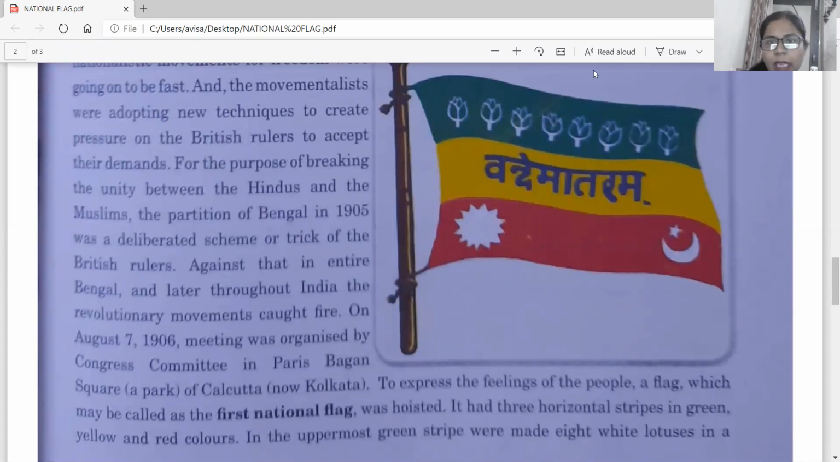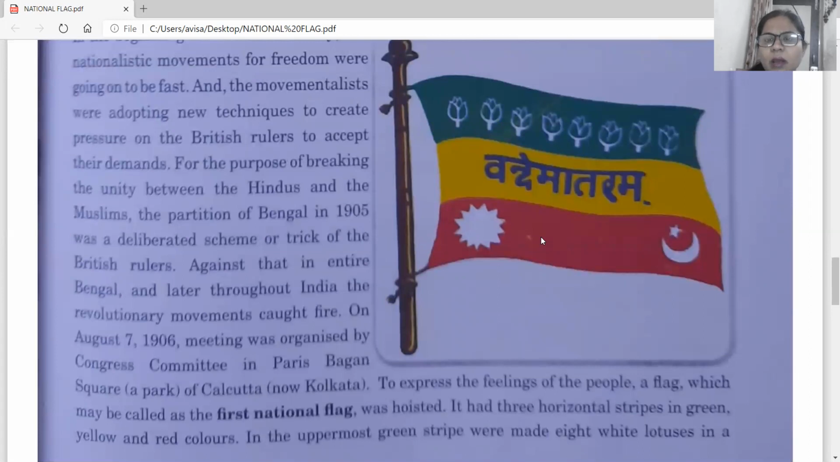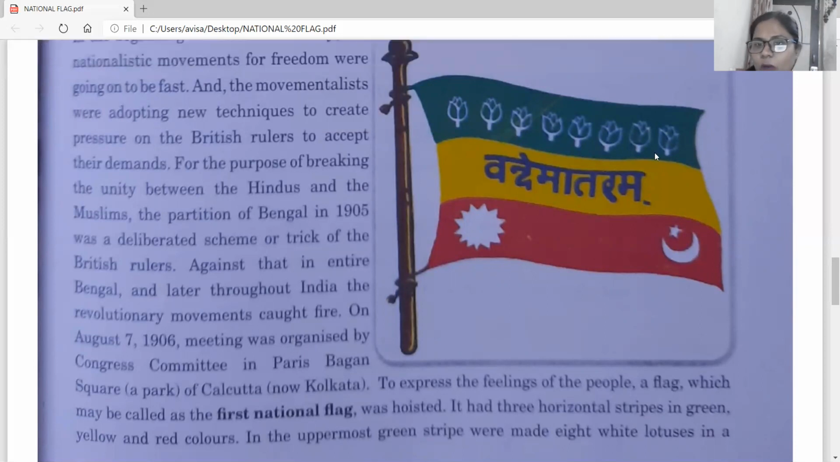You can see that there is green color at the top, then yellow, and then a red color. There are 8 lotuses on the flag, at the top. Next, Vande Mataram is written in Devanagari script in blue color, and on the red strip there is a sun and a moon. The sun denotes the Hindus, and the moon is the Muslim symbol. These two colors were taken because of the Hindu and Muslim religions, to show that they are all equal. So green is for Muslims and red is for Hindus. This was the reason to take these colors.